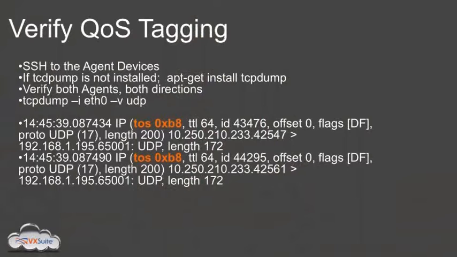The other thing that we can do, although it's not built into the GUI yet, and I imagine that we will at some point, is verify that my QoS tags are making it from point A to point B. I do that by logging into that agent and using TCP Dump to capture those packets. Then what I'm looking for is that ToS value. Now here you can see we're in hex.